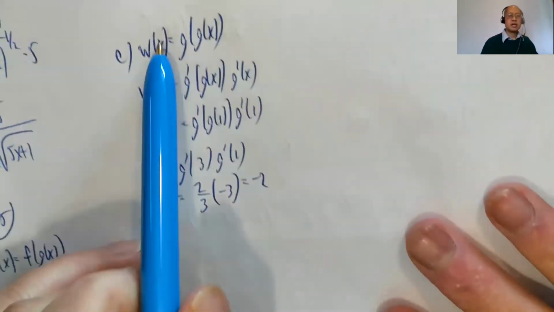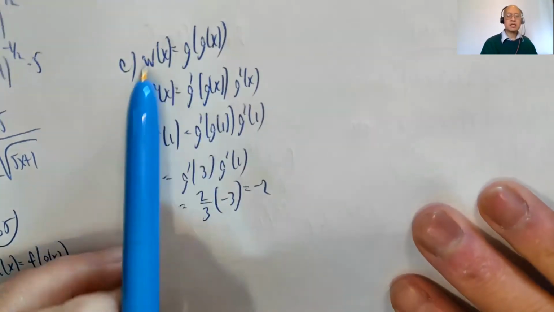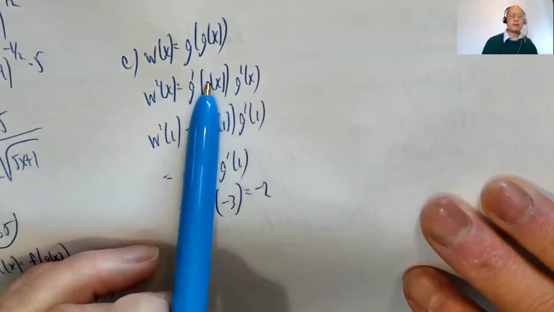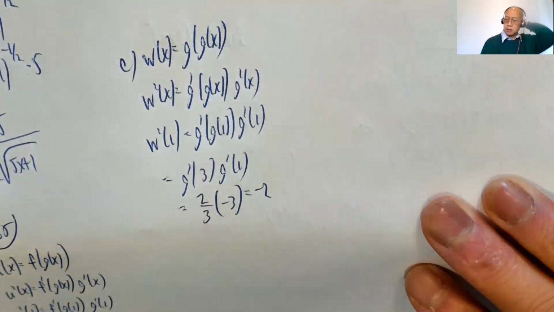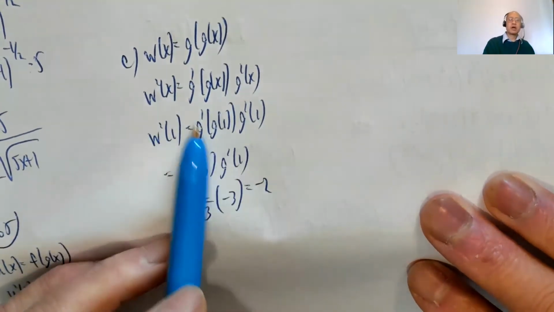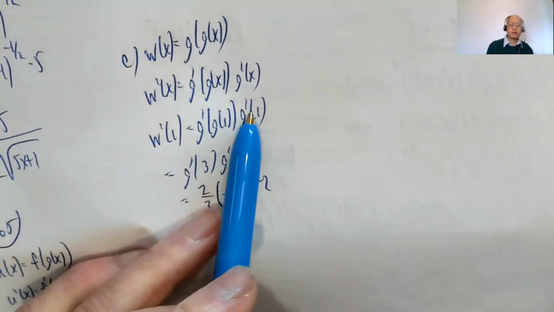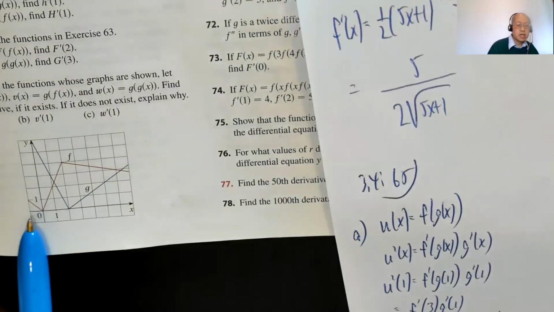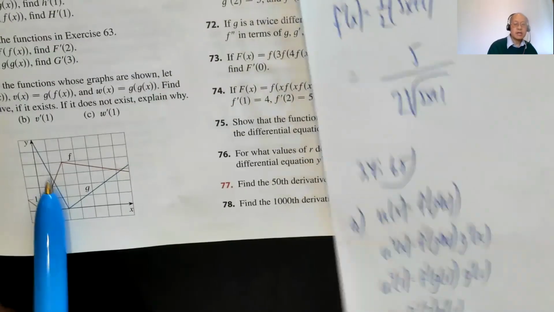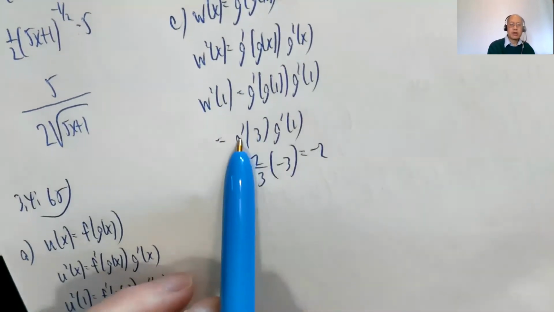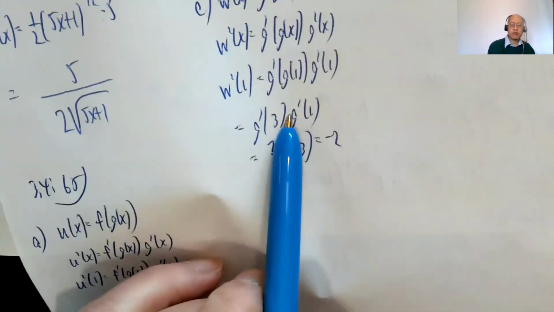And then C, w of x is g of g of x. W prime is g prime of g of x times g prime of x. Plug in 1. G prime of g of 1 times g prime of 1. So I want g of 1. G of 1 is 1, 2, 3. 3. So I want g prime of 3 times g prime of 1.